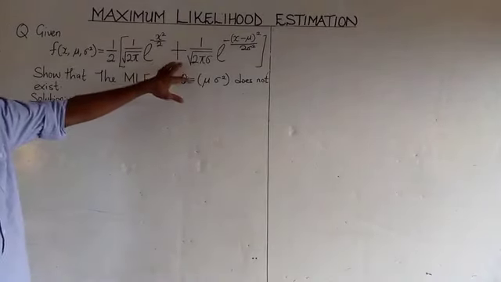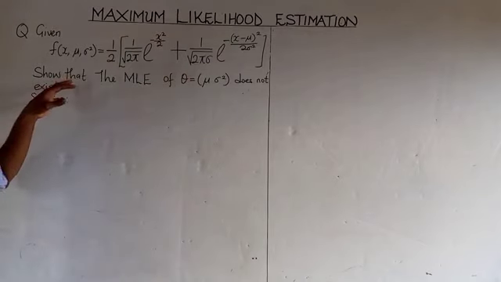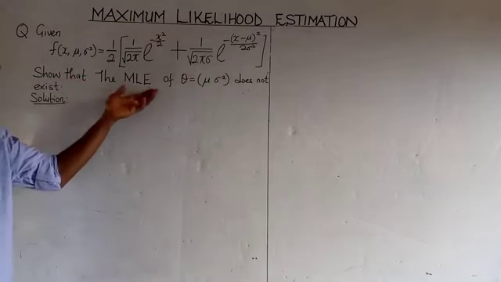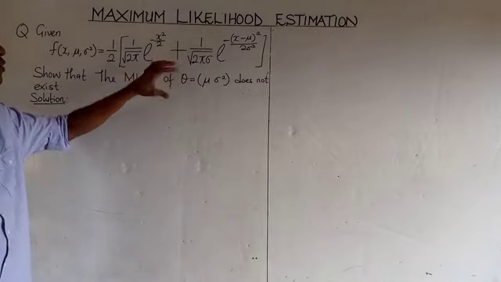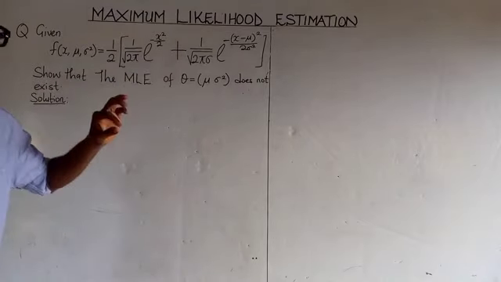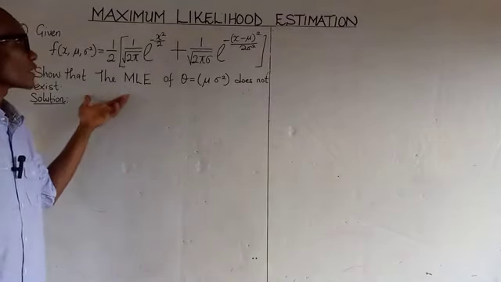Given the distribution is normal, the question is to show that the maximum likelihood estimation does not exist at all. So how do we solve for this?